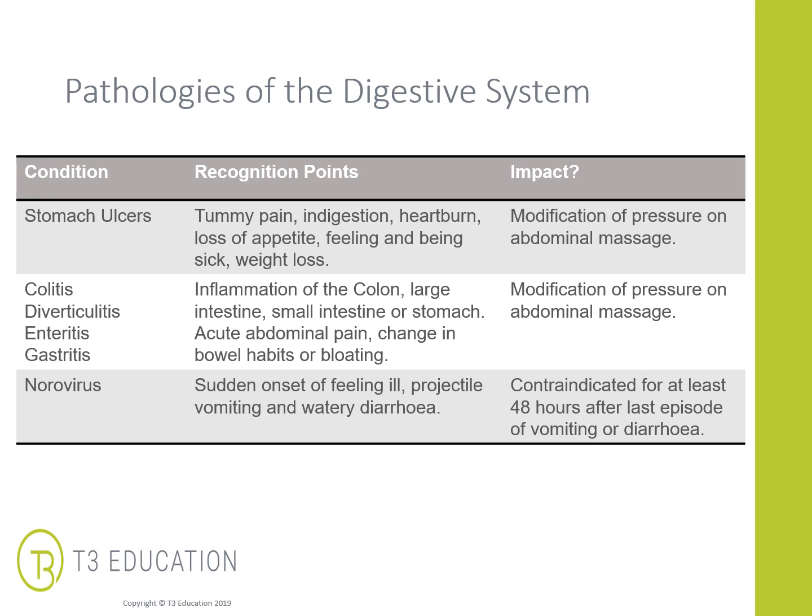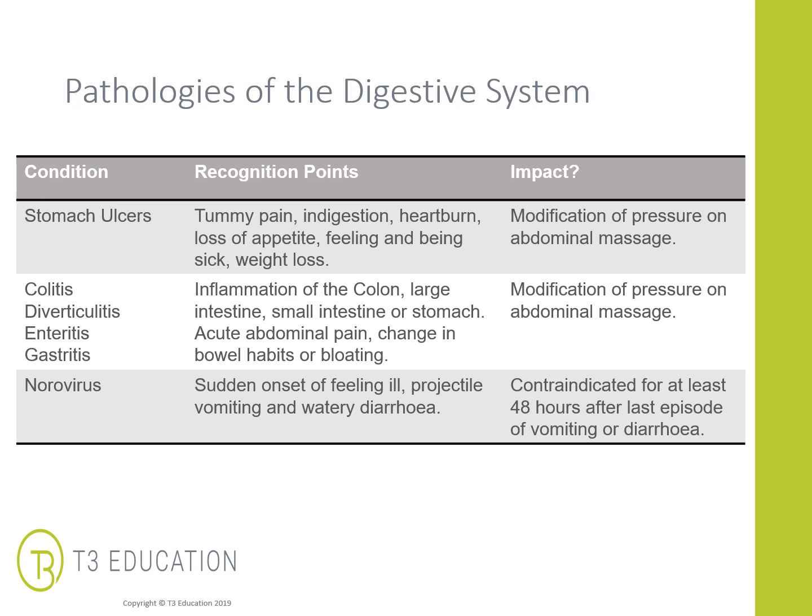Norovirus is an interesting one, given we've had a lot of it in the UK this year. This is a vomiting bug, sometimes called the winter vomiting bug, and it tends to last at least 48 hours. It's generally worse in the first 24, and this is where we get projectile vomiting, watery diarrhea, feeling very, very ill. It's contagious.